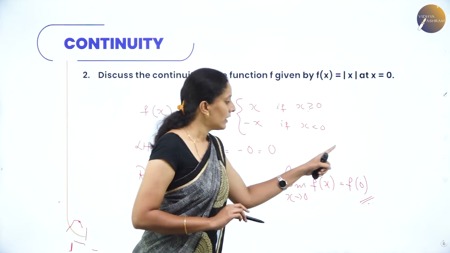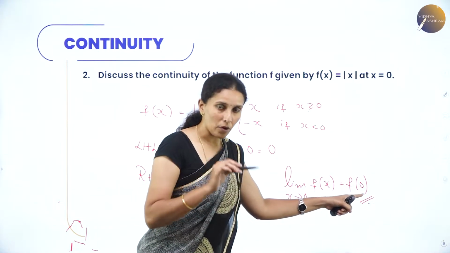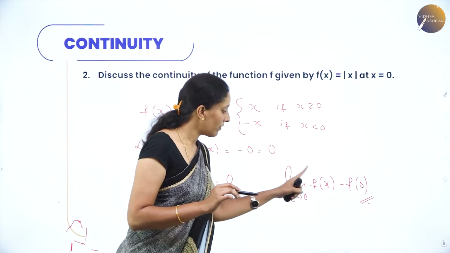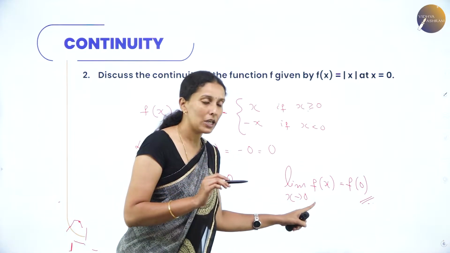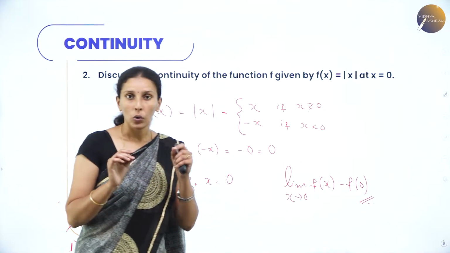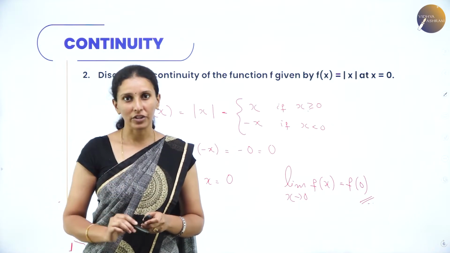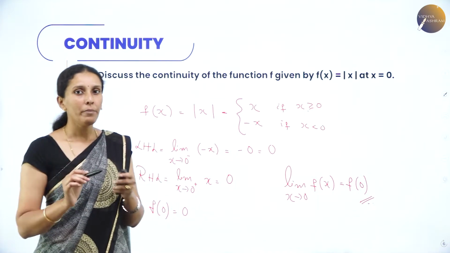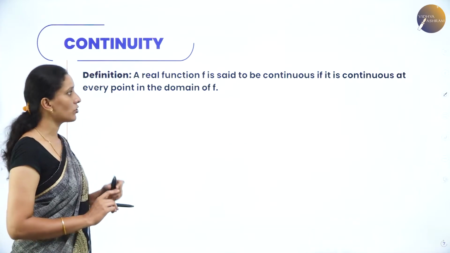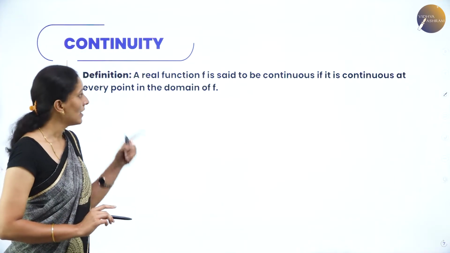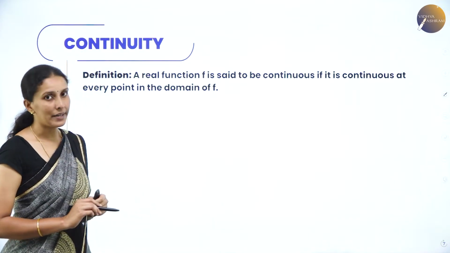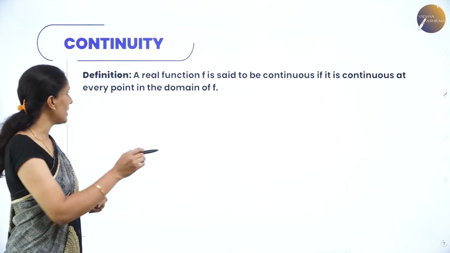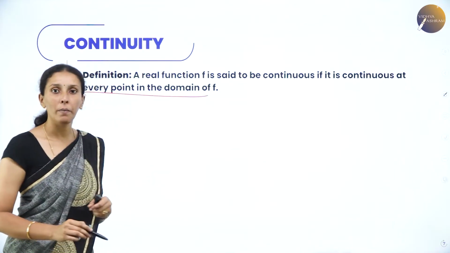See here, the function must be defined at the point and the limit of the function at that point must be equal to the value of the function. Only then we say that the given function is continuous. One more definition we have for a continuous function: a real function is said to be continuous if it is continuous at every point in the domain of f.